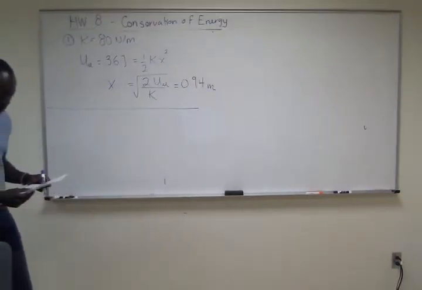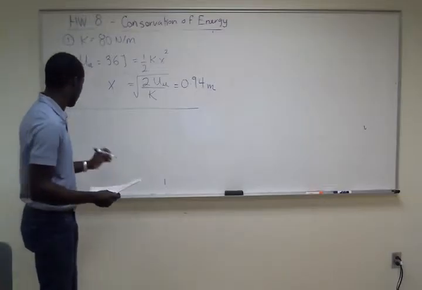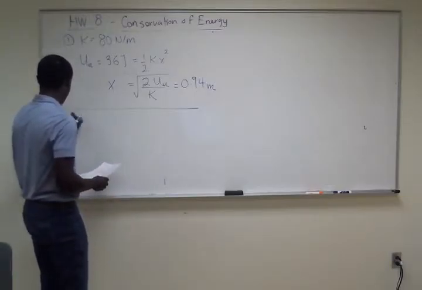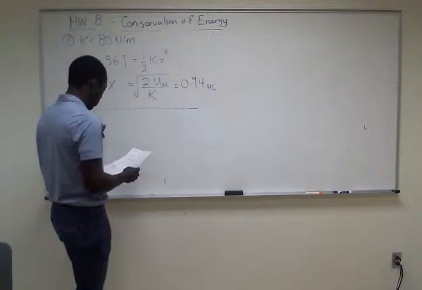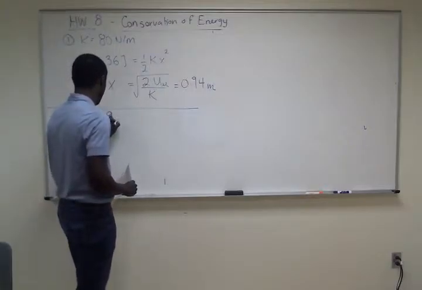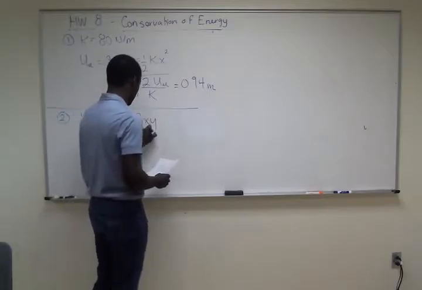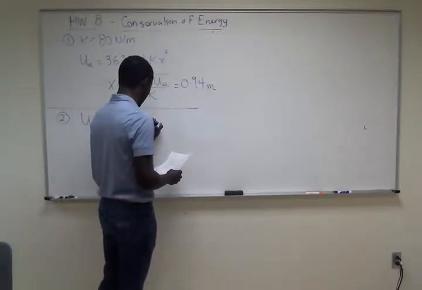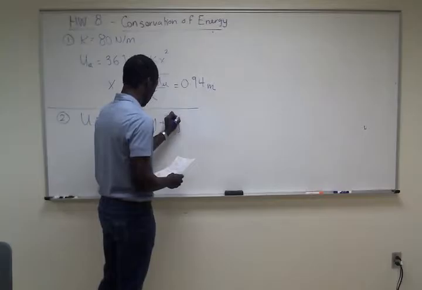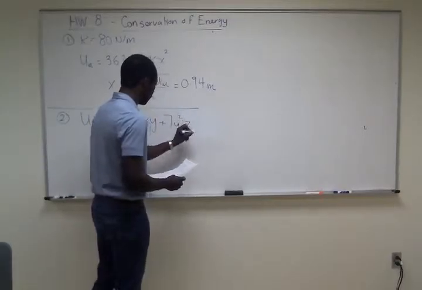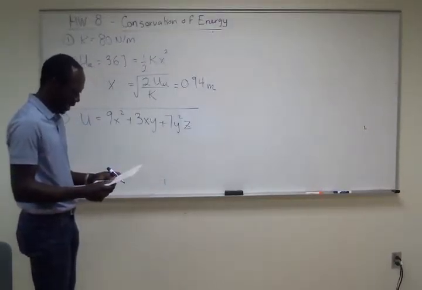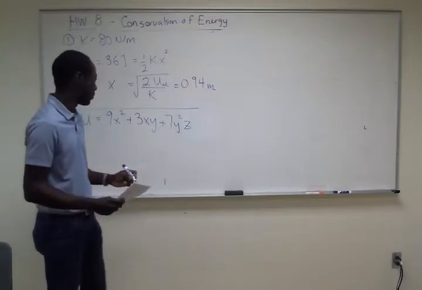All right. So problem 2, we are given the potential energy as a function of x, y, and z. We're told it's 9x squared plus 3xy plus 7y squared z. And we are asked to find the x, y, and z components of the force.